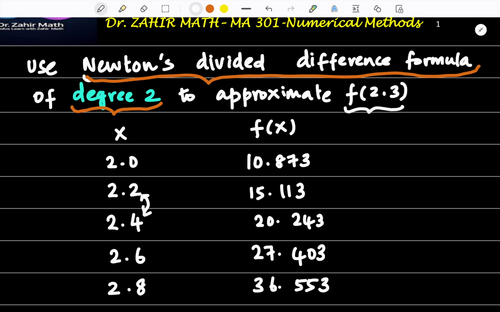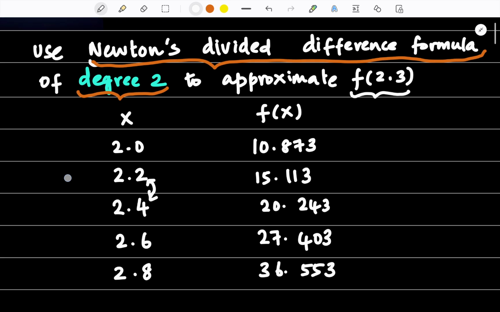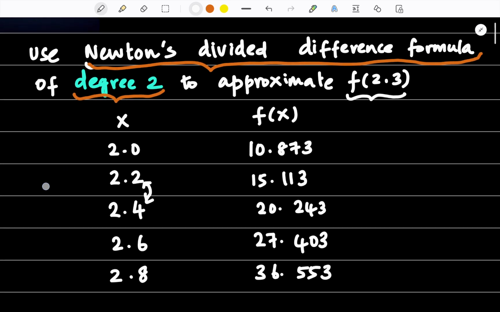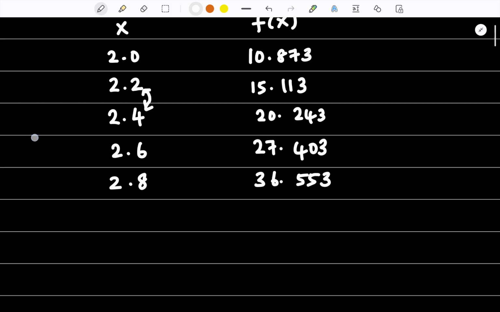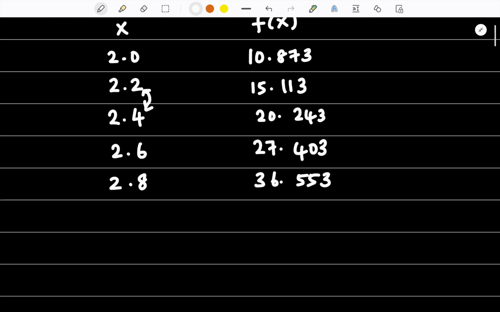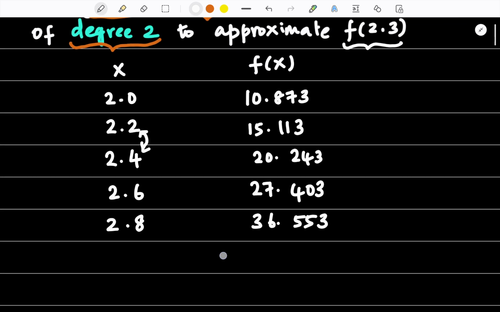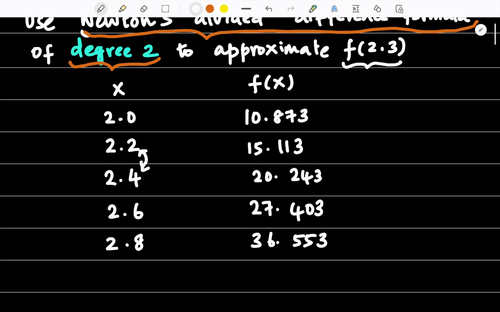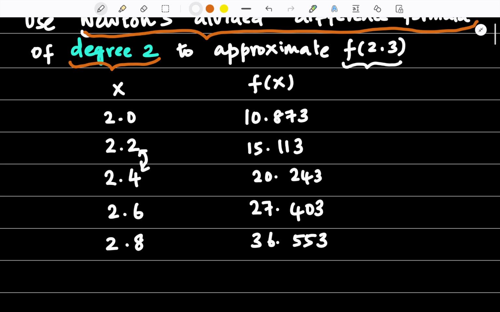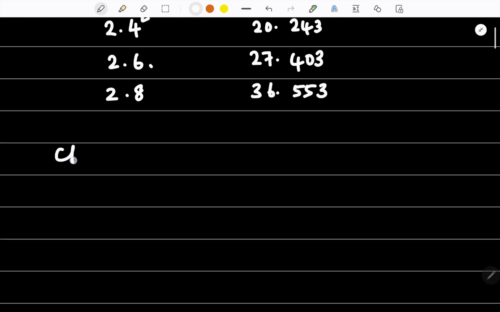So let's get started. Usually chemical engineers use Newton's divided difference and Lagrange's interpolation a lot. So first we have to calculate the Newton's divided difference table, right? The interpolation table. Yes, we will take the values now. Before going to that, I just wanted to say that 2.3 is very close to what? 2.3 is very close to 2.2 and 2.6.